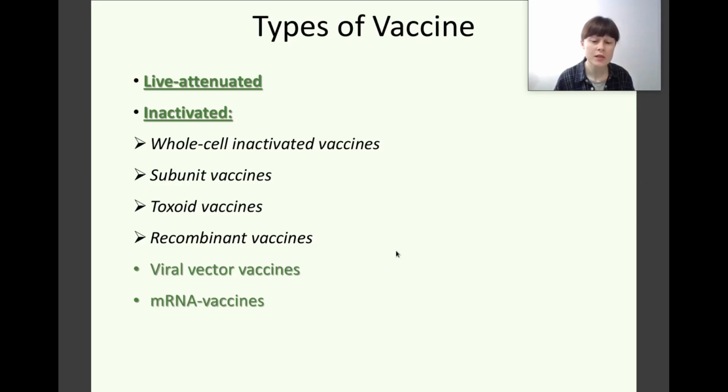Advances in tissue culture techniques in the 1950s enabled development of live attenuated vaccines, which contain a version of the living microbe that has been weakened in the laboratory. A good example, the MMR vaccine, measles, mumps, and rubella vaccine, is a good example of live attenuated vaccines. These vaccines elicit strong immune responses that can confer lifelong immunity after only one dose.